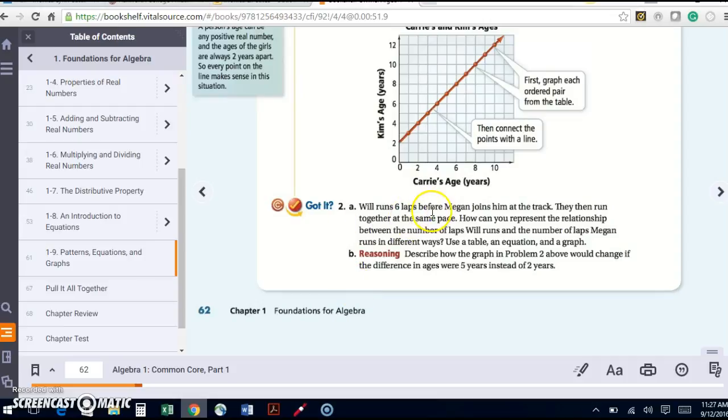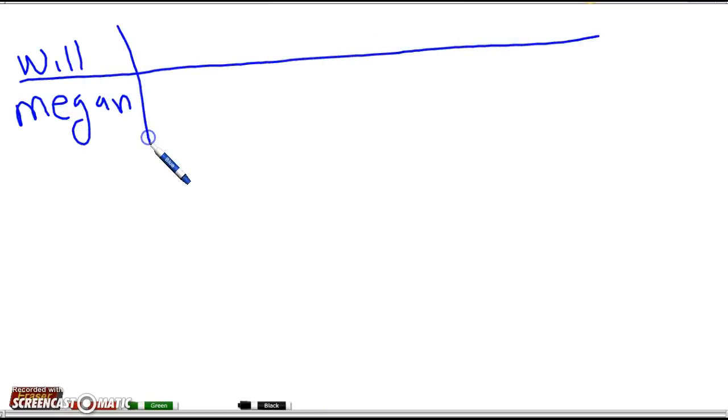It says Will runs 6 laps before Megan joins them on the track. They then run together at the same pace. How can you represent the relationship between the number of laps Will runs and the number of laps Megan runs? So if I have Will and Megan, I start off Megan with 0 and Will goes to 6.